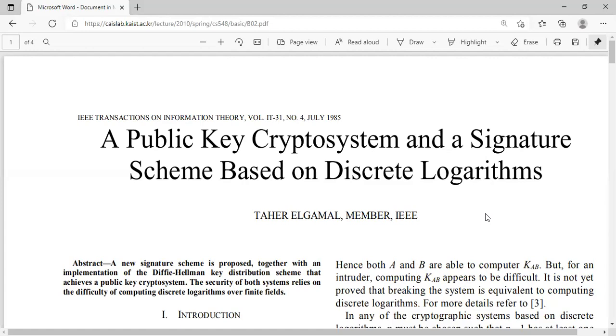Hello, welcome back. In this segment, I will discuss a digital signature scheme that was invented by ElGamal back in 1985. The scheme uses discrete logarithms as the underlying computational problem.